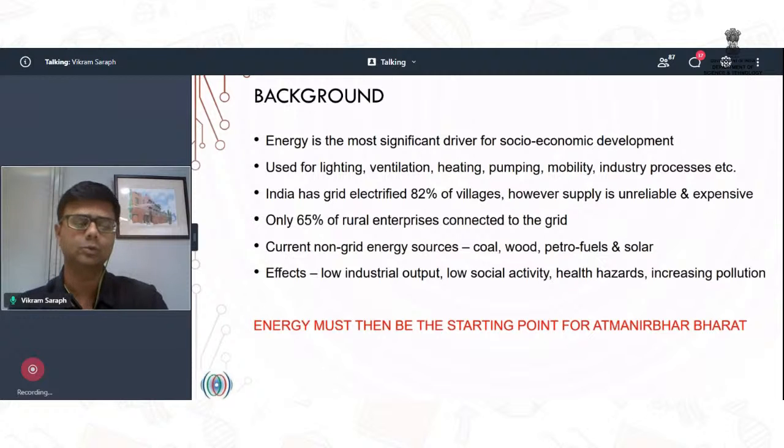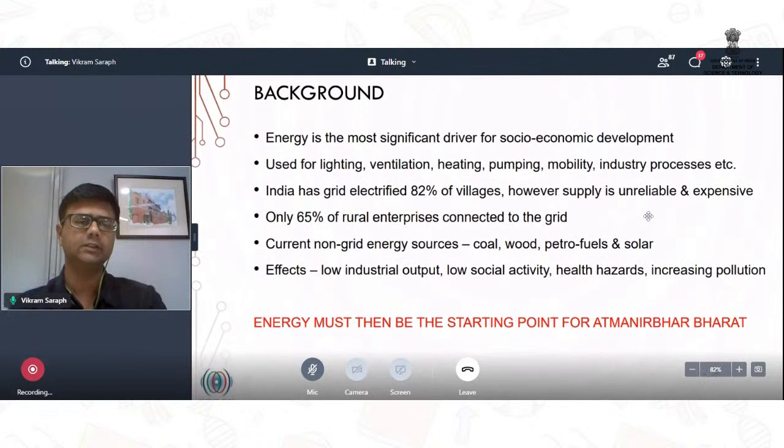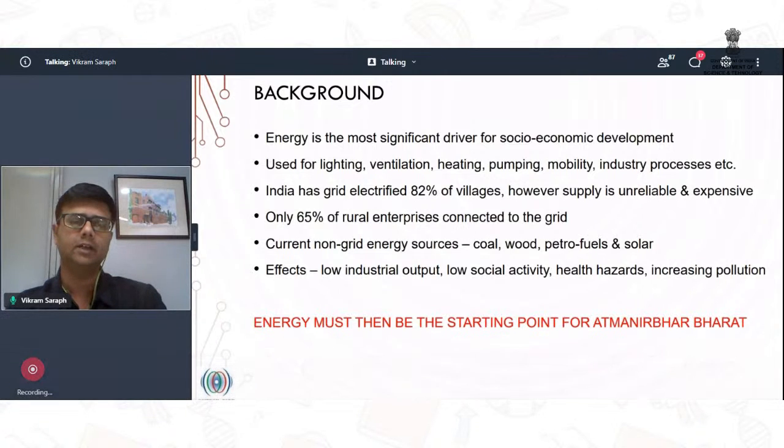So what happens to the others is what we need to understand, and whether the 65% of these grid connected enterprises are getting good quality energy. So this is causing very clear negative impacts. One is the pollution and the health hazard that comes from burning and all these other things that are happening. The other main issue is the low industrial output. Now we are not able to have socio-economic development because we don't have enough energy to realize the total potential of our population. So what we do believe very strongly is that energy must then be the starting point for creating an Atma Nirbhar Bharat. Can we have the next slide, please?